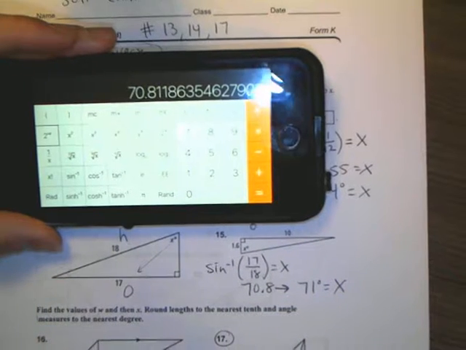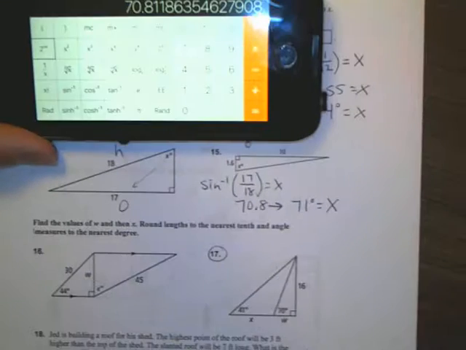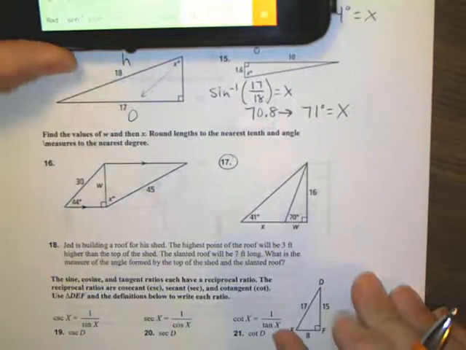Okay, getting the idea? It's really just plugging in the formula there. Let's look at one more. Okay, number 17.